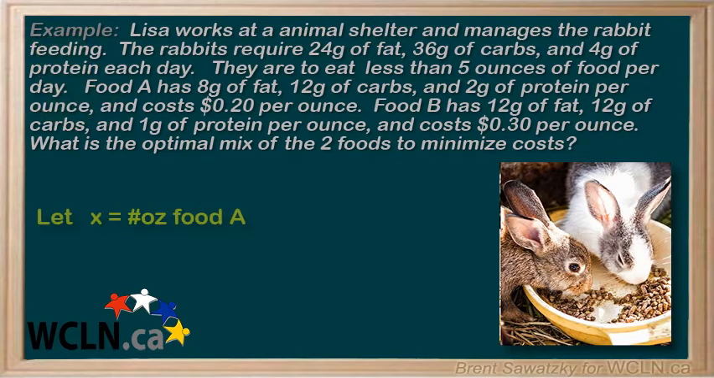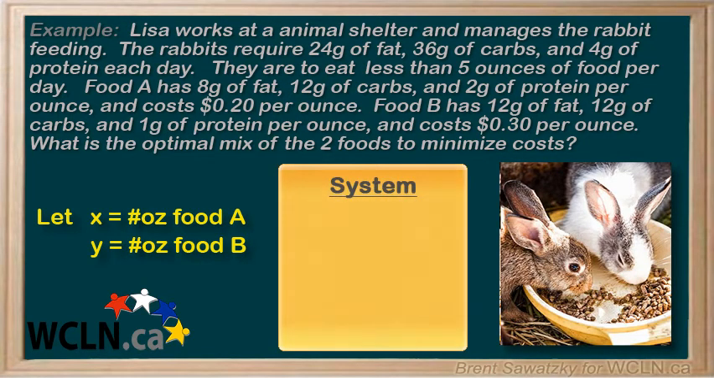So let x equal the number of ounces of food A and y equal the number of ounces of food B. And of course, those can be switched as long as you document it properly. Now we're told about the nutrients within each food. So let's use that to make some inequalities.